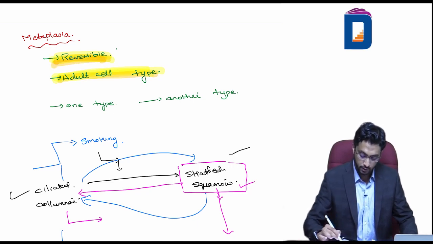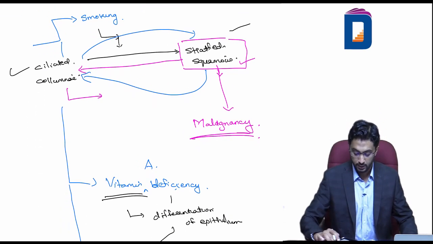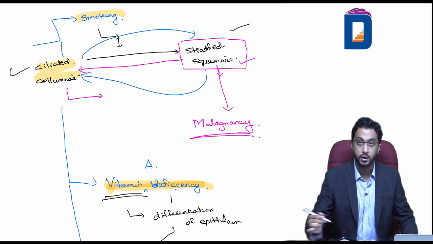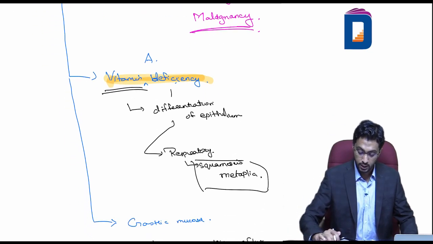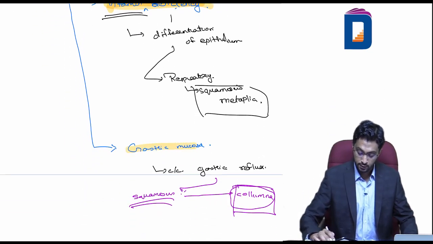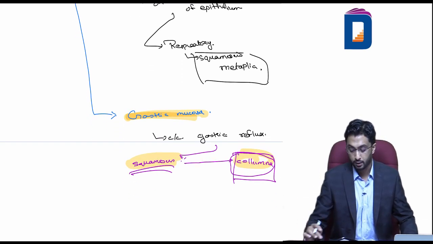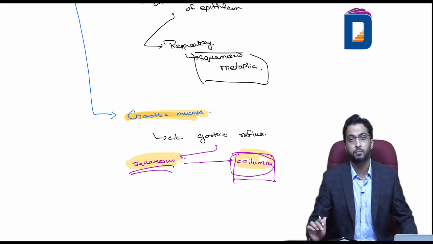Then coming on to metaplasia, it's reversible, very important. It is seen in adult cell types where one type becomes another type. Examples are smoking and vitamin A deficiency. In both cases, you see the respiratory epithelium, the ciliated columnar, becomes stratified squamous. In the case of gastric mucosa, it's the opposite: squamous becomes columnar. So that's all about the first part of cell injury.